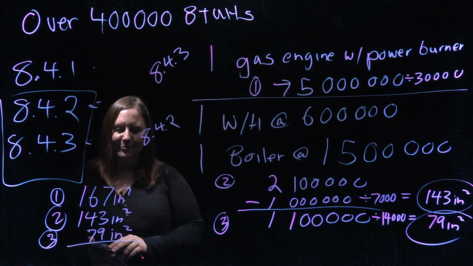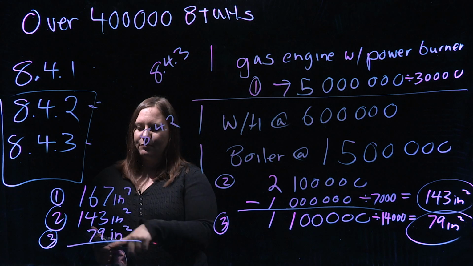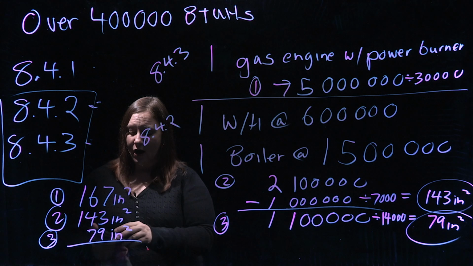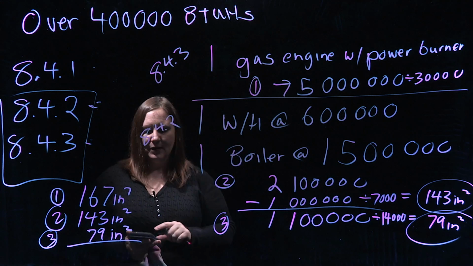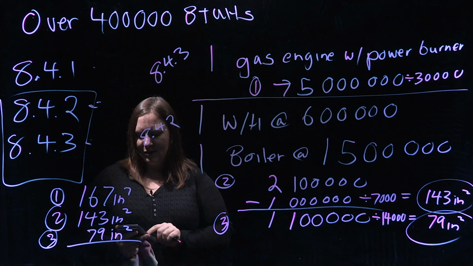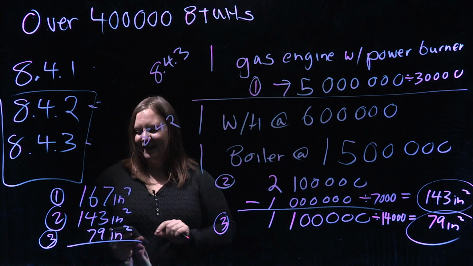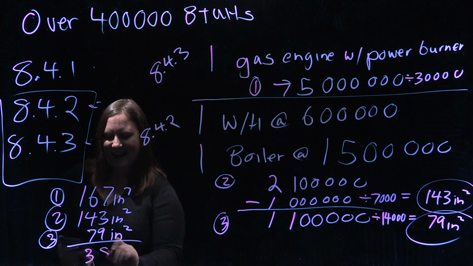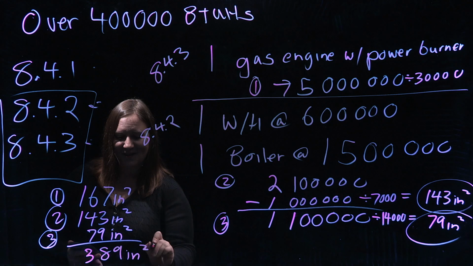So now I have to add up everything. My power burner number, the other stuff that was up to the first million BTUs, and then everything beyond the first million BTUs for the other stuff. So I add up 167 plus 143 plus 79, and that's giving me 389 square inches of opening.